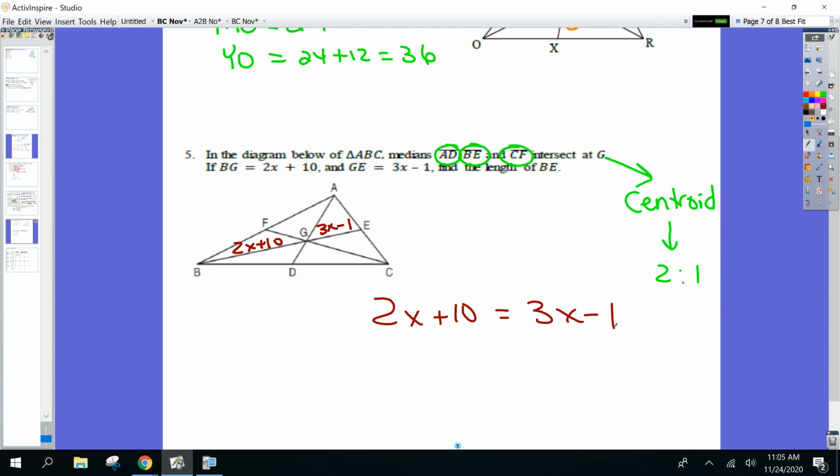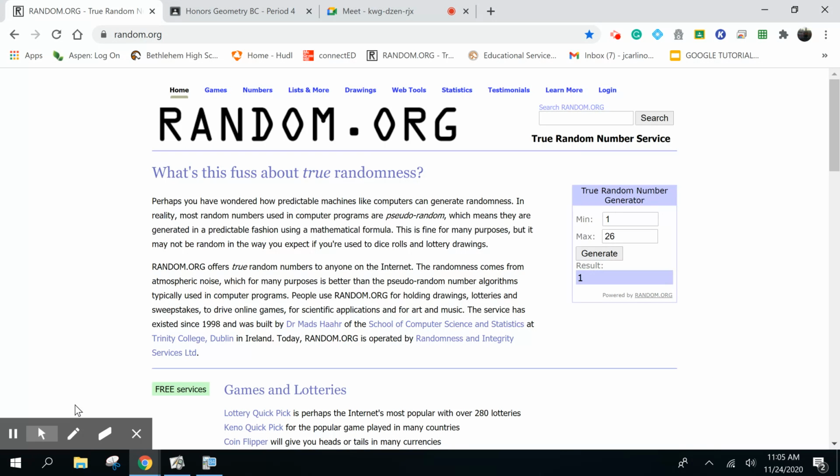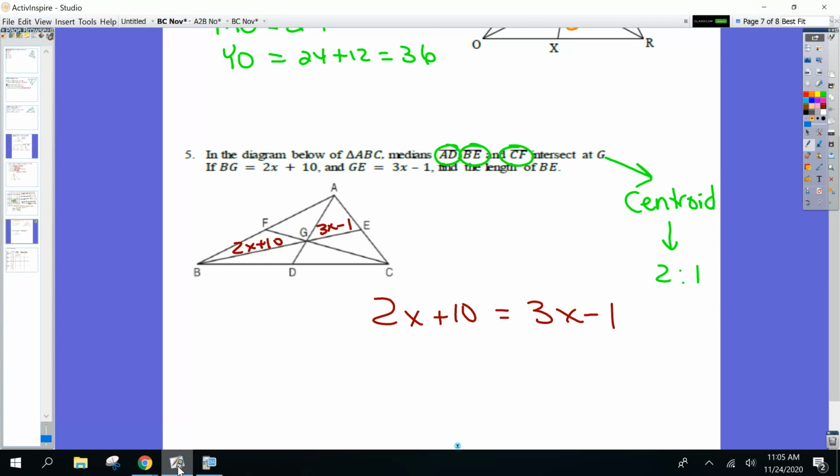We know those two pieces aren't equal. They're in a ratio of 2 to 1. Could somebody fix it for me? Ellie, you want to try to fix it so I can solve it? Do 2 times 3x minus 1. Good job. Or if anybody was thinking, yes, you could go 1/2 of 2x plus 10 instead. Nice job, Ellie.